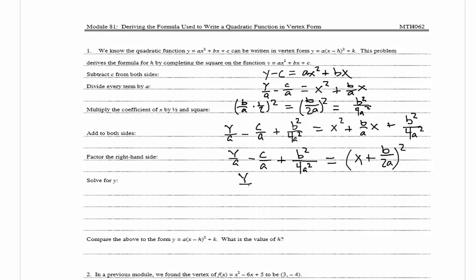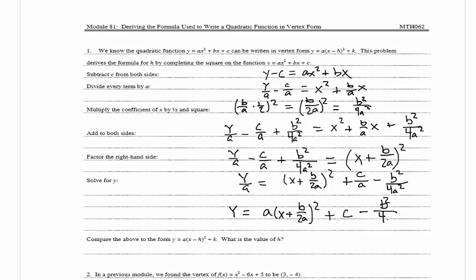So we have y over a is equal to (x plus b over 2a) squared plus c over a minus b squared over 4a squared. And now I'm going to multiply both sides of the equation by a, so I get y is equal to a times (x plus b over 2a) squared plus c minus b squared over 4a.